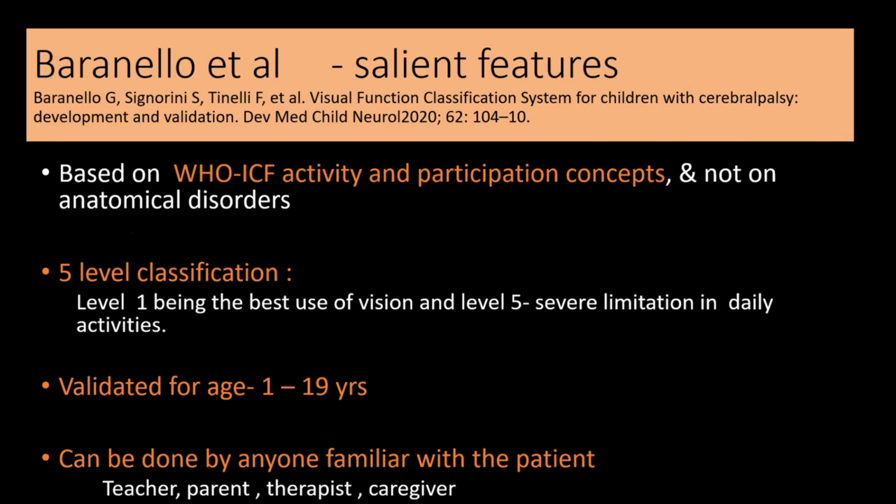A very interesting point was that they included patients with CP and the parents of CP children. So they got first-hand information from the patients themselves, and thus it helped in validating the VFCS. So what are the salient features? All the levels in the VFCS classification are based upon the WHO ICF activity and participation concepts, and not on anatomical or pathological disorders. It is a 5-level classification, level 1 being the best use of vision and level 5 being severe limitation in daily activities.